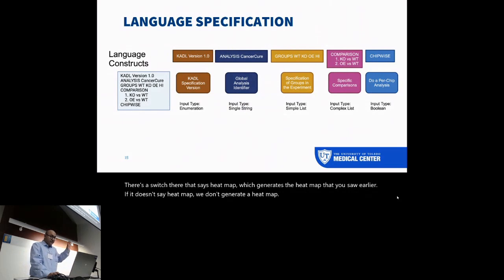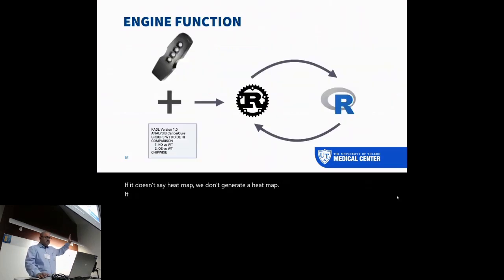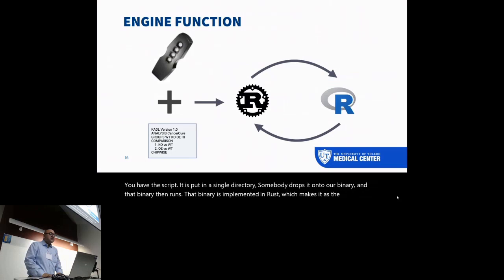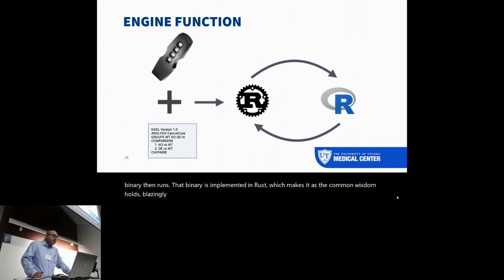So this is the internal structure of that. You have the chip, which has generated the data. You have the script. It's put in a single directory. Somebody drops it onto our binary, and that binary then runs. That binary is implemented in Rust, which makes it, as the common wisdom holds, blazingly fast.